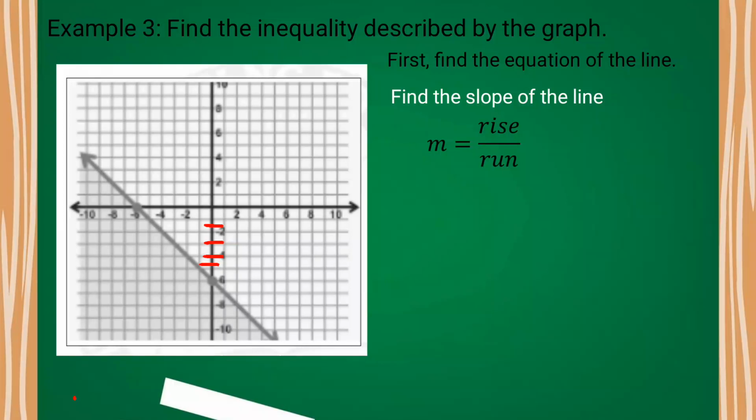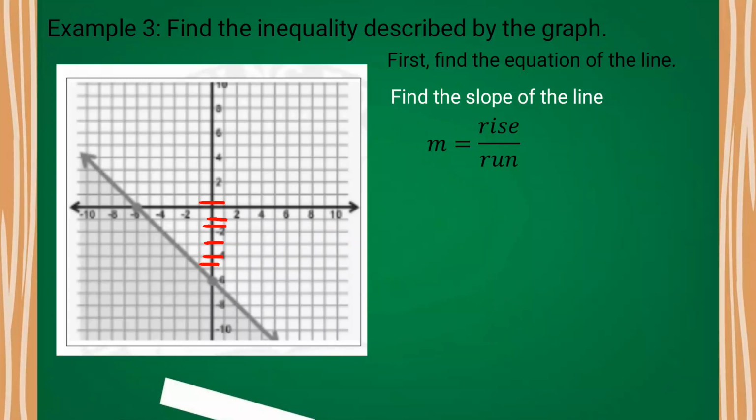Ayan, 4. And then we have here 5. And then 6. Okay po. Ulitin ni ma'am. Rise tayo. 1, 2, 3. And then 4. And then 5. And then 6. So, therefore, ang rise natin is 6.